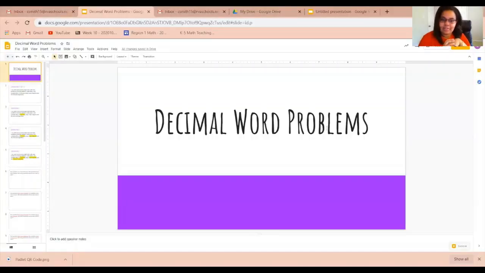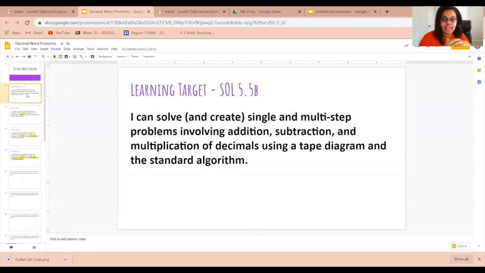You'll see today that we are again working on decimal word problems. Looking at our learning target, it says that I can solve and create single and multi-step problems involving addition, subtraction, and multiplication of decimals using a tape diagram and the standard algorithm. Now, there's a lot of vocabulary words in this learning target. Let's pull out some of those.